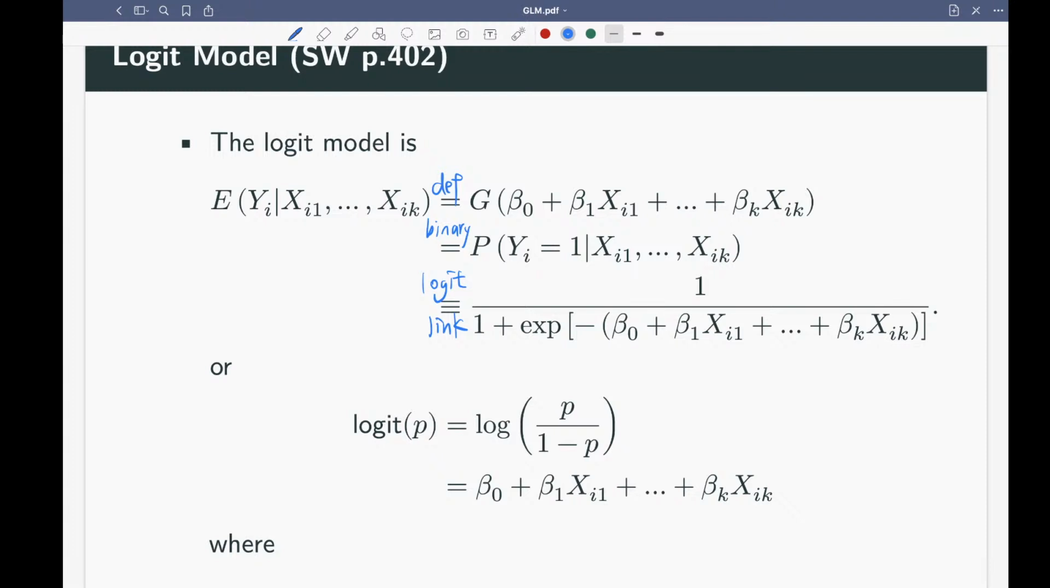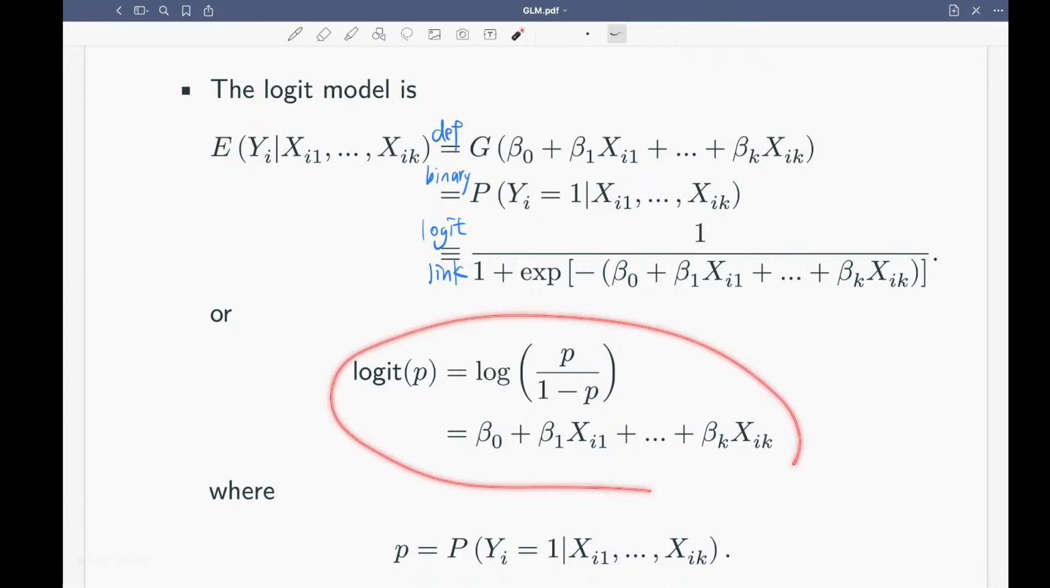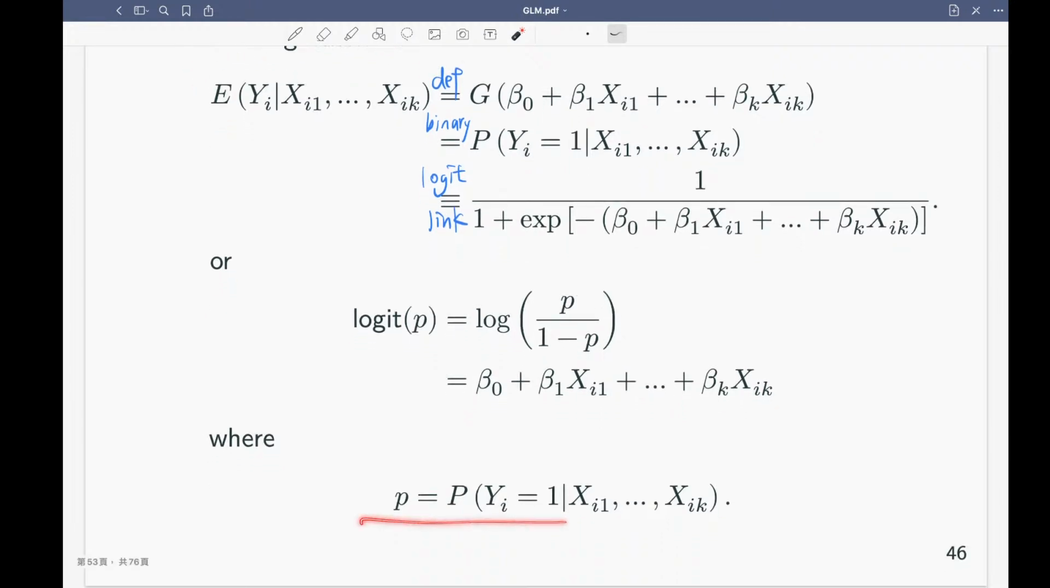In some textbooks we can have this form, and in our textbook we use this form, but they are the same. Maybe you can have an inverse Logit link. You can transform these two terms here and here; they are the inverse operation. Here P is the probability of Y equal to 1.